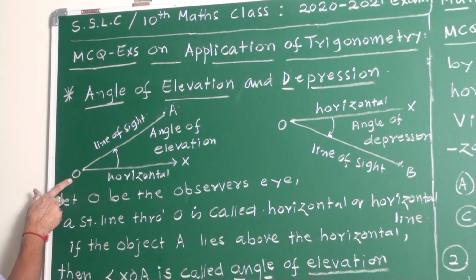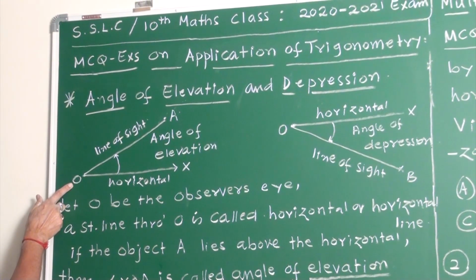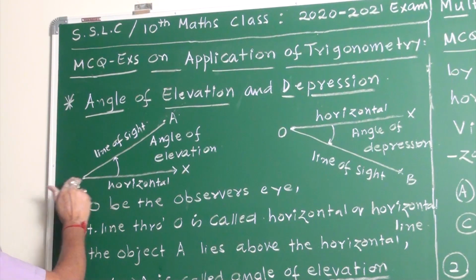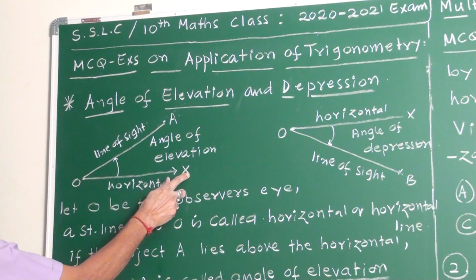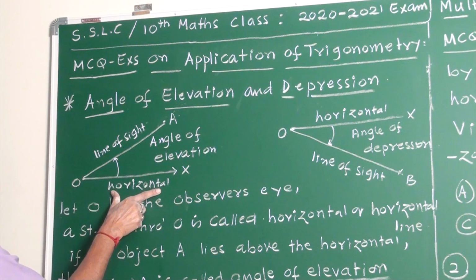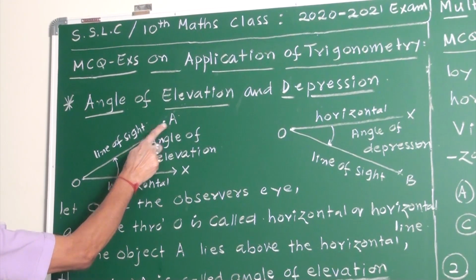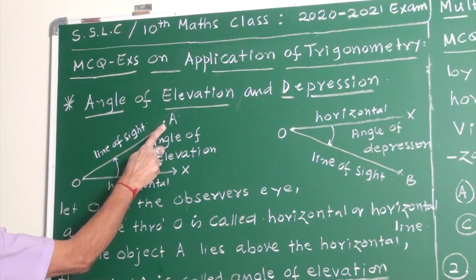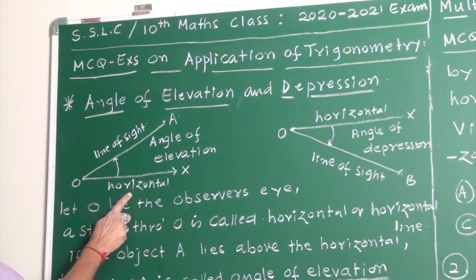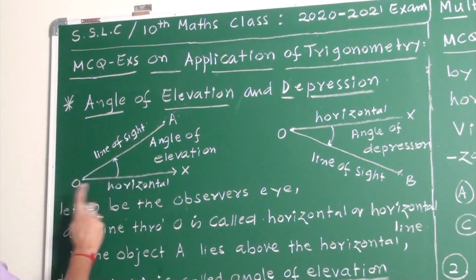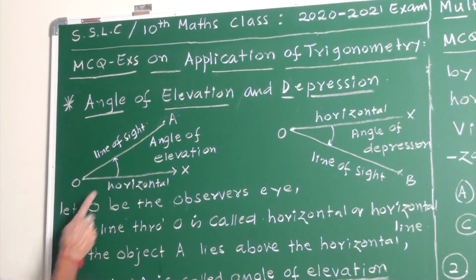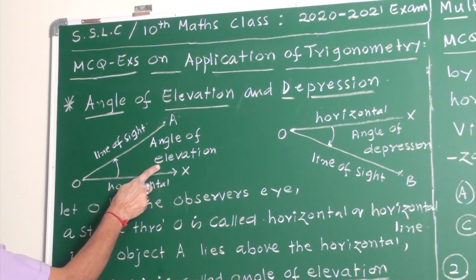Let O be the observer's eye. A horizontal line or straight line through O, namely OX. This line OX is called the horizontal line. Then, if the object A is above the horizontal line, then the angle XOA is known as angle of elevation.